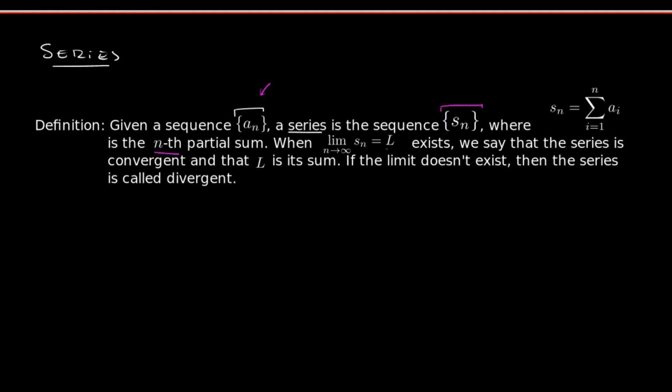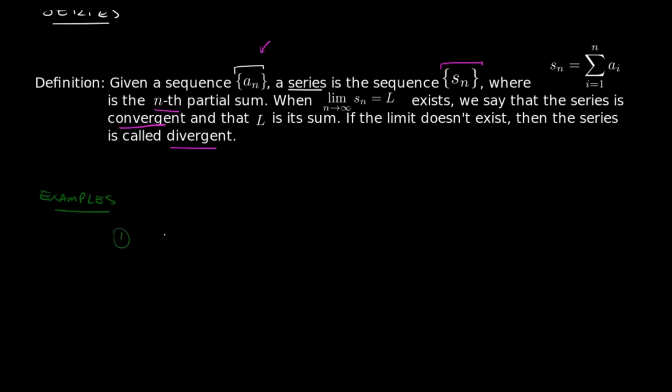When the limit of this new sequence s of n exists, we say that this series is convergent and that L is the sum. You can also find this as summable instead of convergent, but in this video series we're going to call it convergent. And if the limit doesn't exist, then the series is called divergent. So as always, let's start with a few examples.